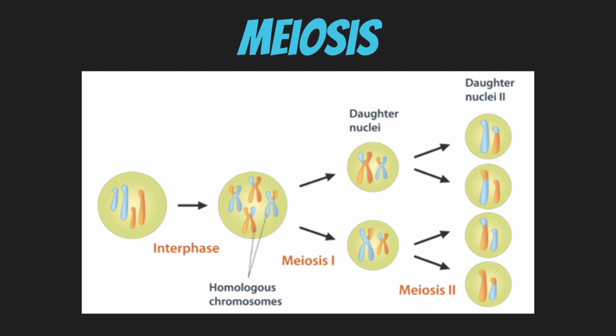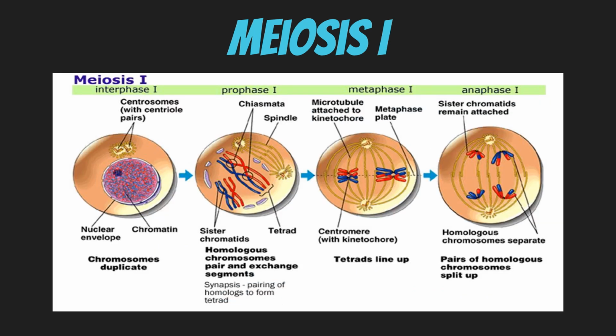Meiosis is similar to mitosis in that the names of the phases are the same. We still have prophase, metaphase, anaphase, and telophase. What's different is that each of those phases happen twice. Meiosis 1 is the first division of the cell. That means that we start with one cell and end up with two.